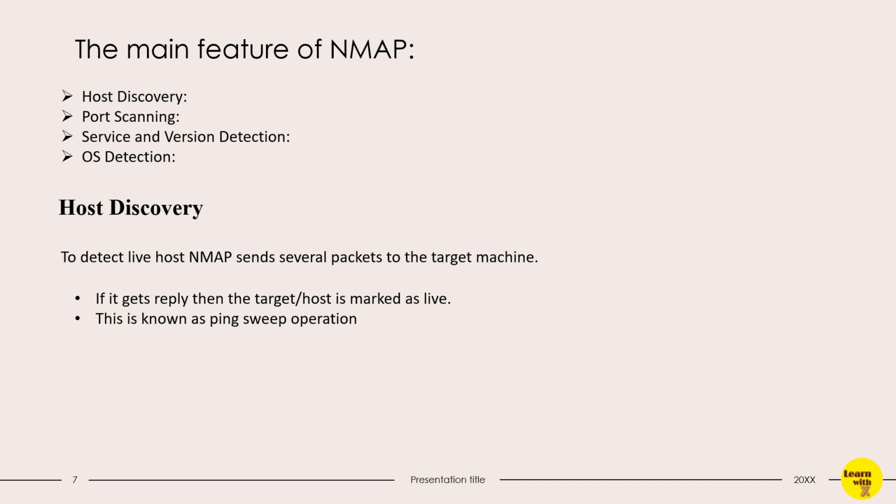Firstly, we are going to discuss host discovery. To detect live hosts, nmap sends several packets to the target machines. If it gets a reply, then the target or host is marked as live. This is known as a ping sweep operation. It means we continuously send packets to the target machine, and if we get any reply, then we consider it a live system.